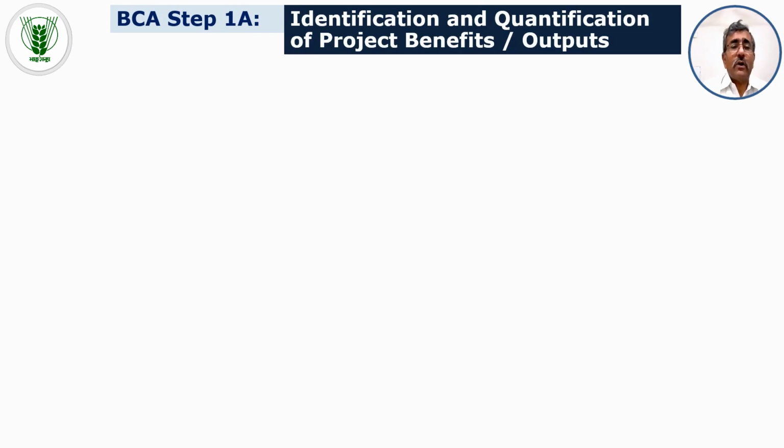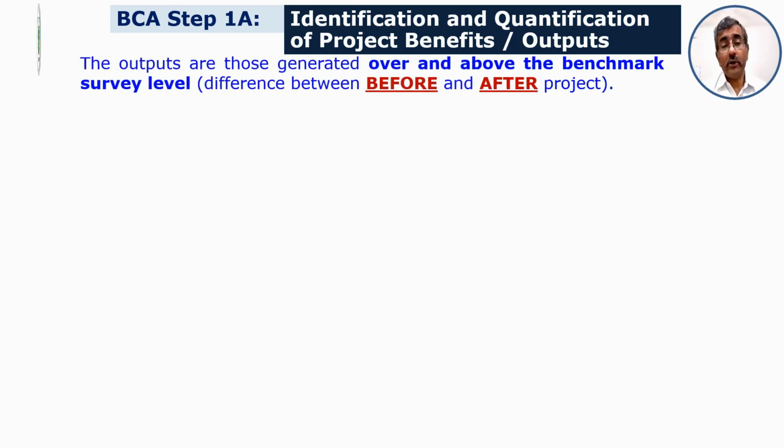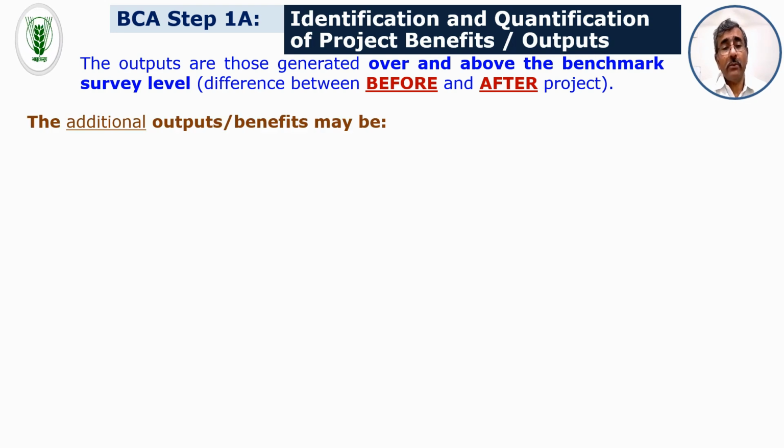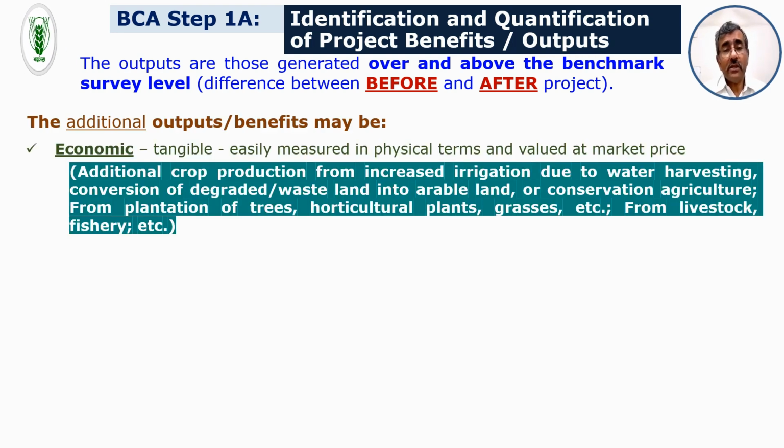The first step in benefit cost analysis is the identification and then the quantification of project benefits and outputs. It is important to know and remember that the outputs are generated over and above the benchmark survey. That is, only those changes that have occurred in the watershed because of the project are to be taken. So basically we are talking about the difference between before and after project.